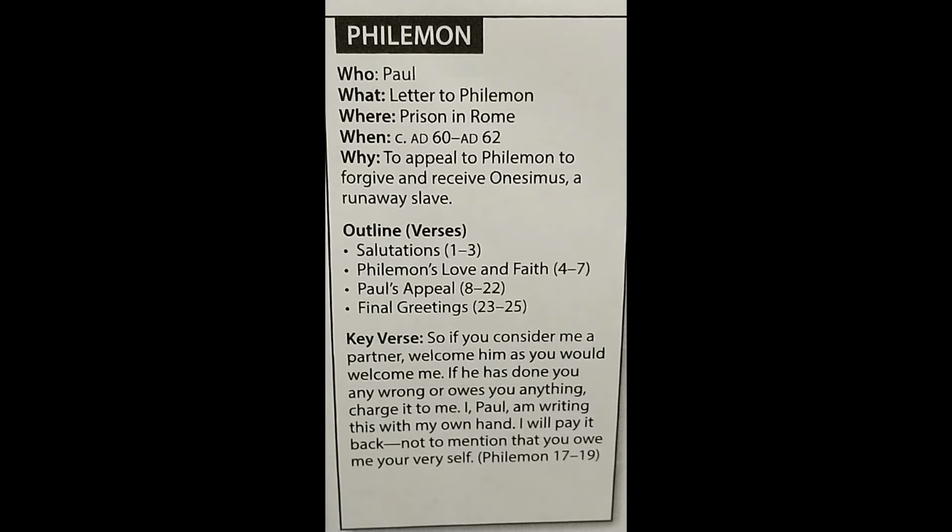The key verses come from verses 17 to 19, and it says this: "So if you consider me a partner, welcome him as you would welcome me. If he has done you any wrong or owes you anything, charge it to me. I, Paul, am writing this with my own hand. I will pay it back, not to mention that you owe me your very self." That is Philemon.